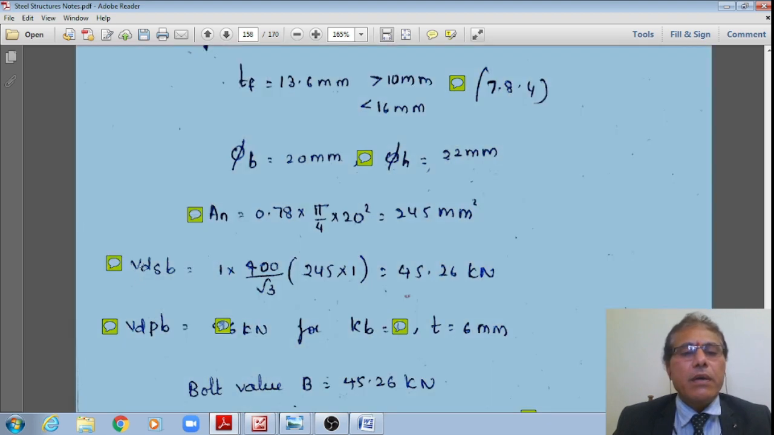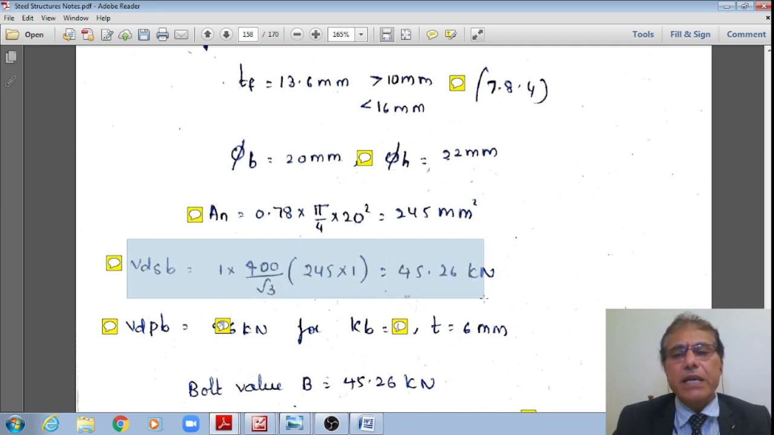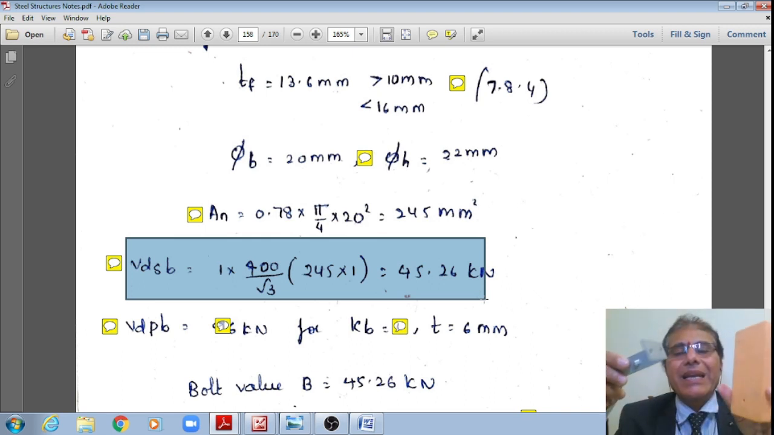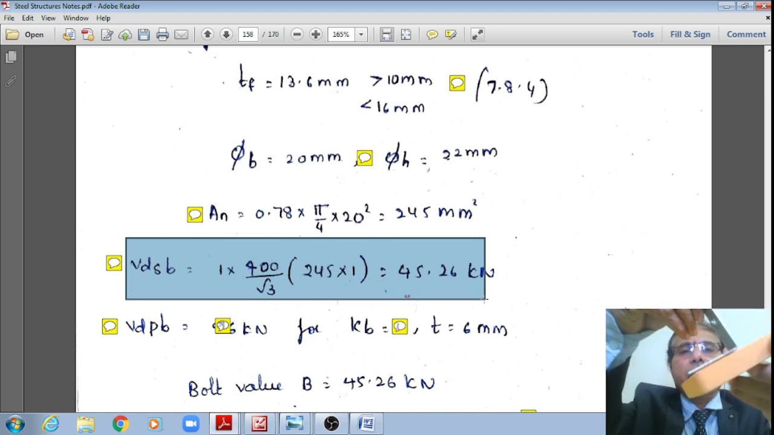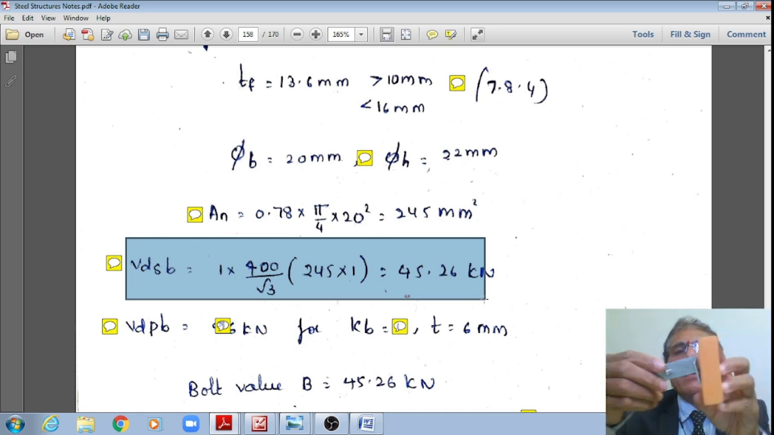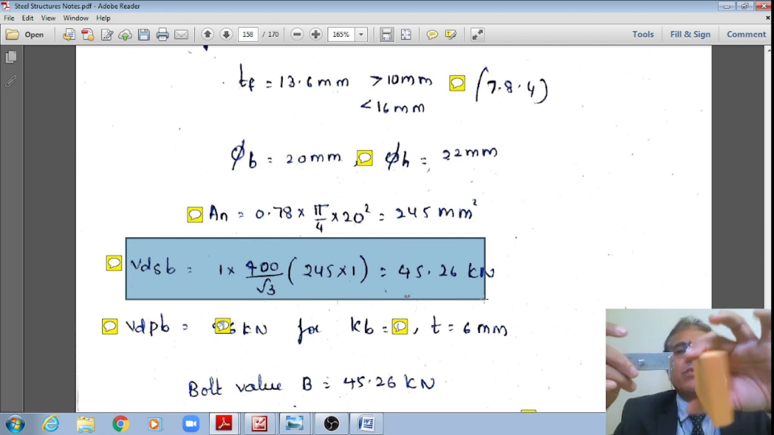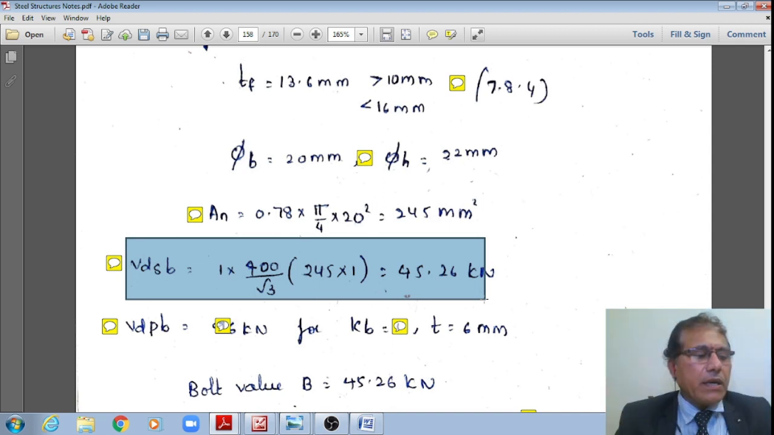Therefore, the design capacity of this bolt in single shear. Please make a note that here the channel is connected to the batten. Therefore, this is only one single plane, only one single shear plane where it can fail. Therefore, n, the number of shear planes, is equal to 1.